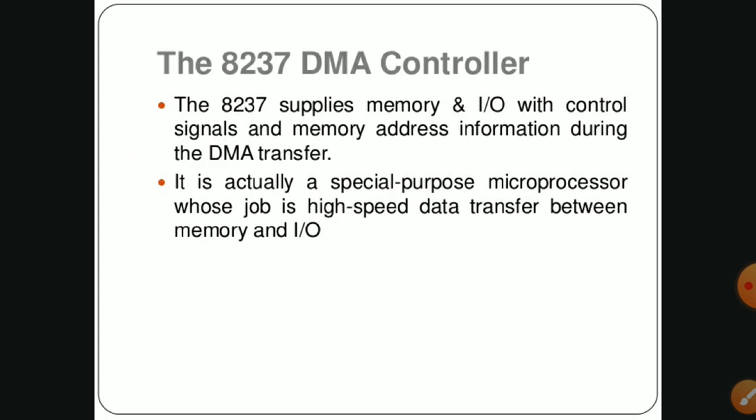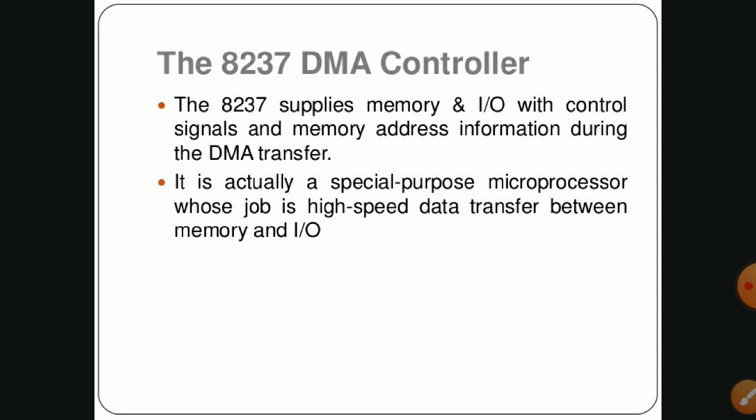And coming to our topic, which is nothing but the 8237 DMA controller. The 8237 supplies memory and IO with control signals and memory address information during the DMA transfer. It is actually a special purpose microprocessor whose job is high speed data transfer between memory and IO.